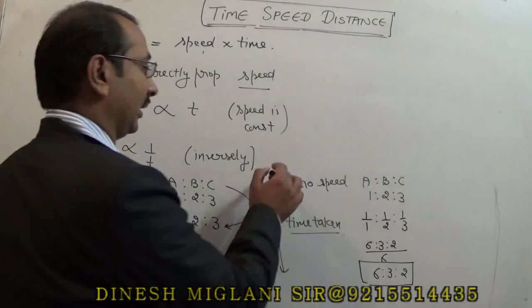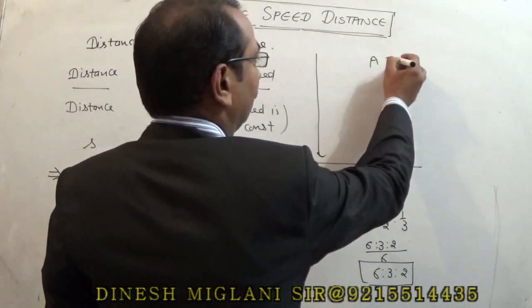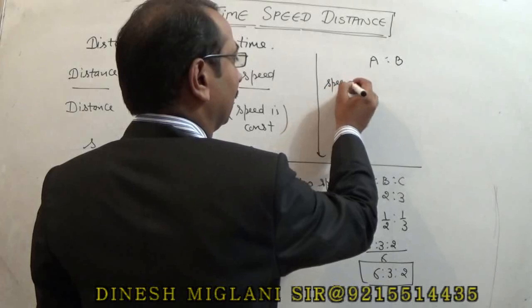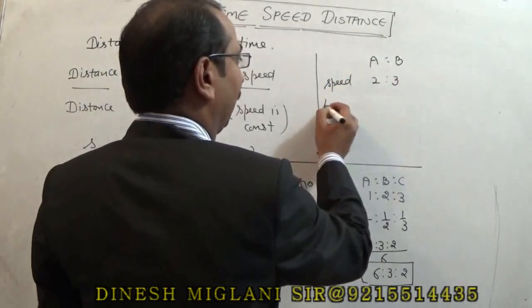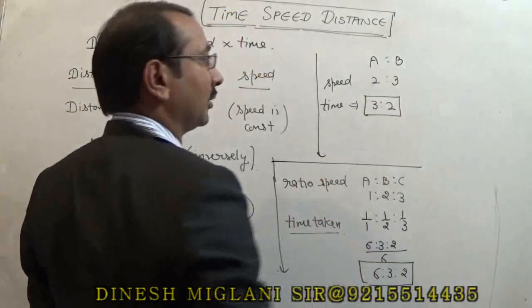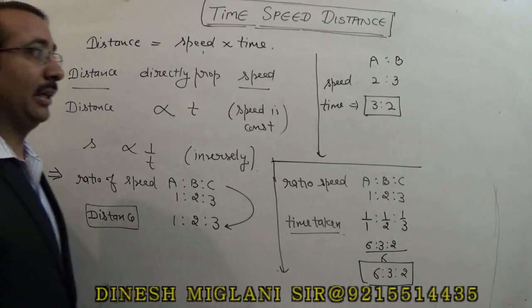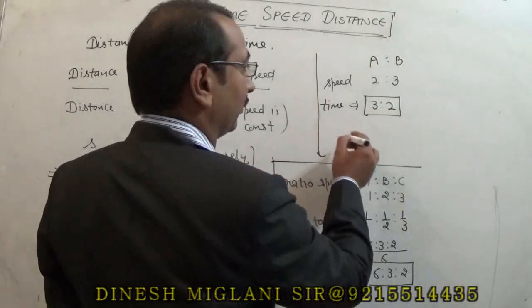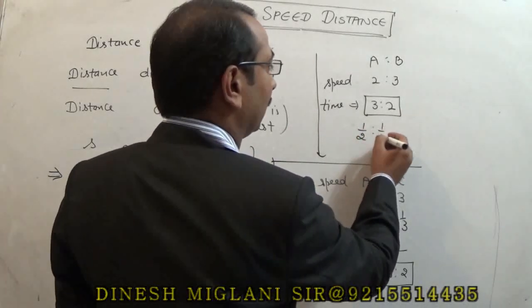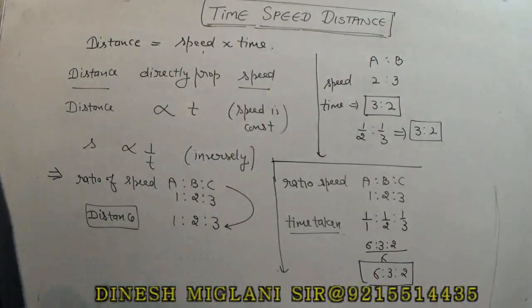That could only happen when there are only two persons. Suppose there are only two persons, A and B, and the ratio of their speed is given, that is 2:3. We have to find the ratio of their time taken, we can make it 3:2. Because speed is inversely proportional to time, it becomes 1/2 : 1/3. That automatically would be 3:2. I think the point is clear.